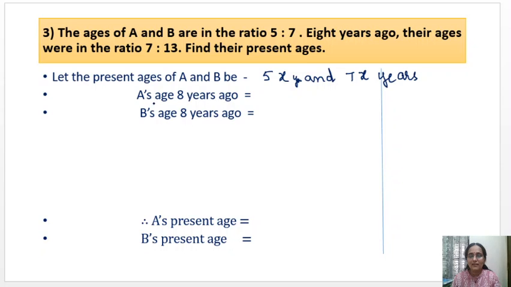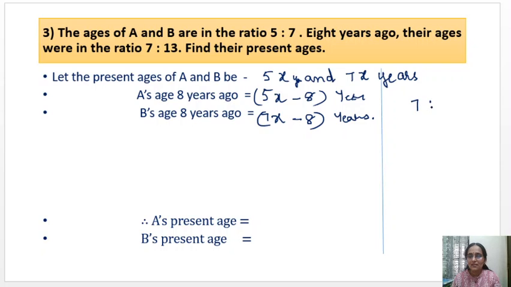So we can write A's age 8 years ago. How will we write? We have to subtract 8 from 5x years. I'll write only years. B's age 8 years ago is 7x minus 8 years. Now we know A's age 8 years ago. We know B's age 8 years ago. We know the ratio of ages 8 years ago also.